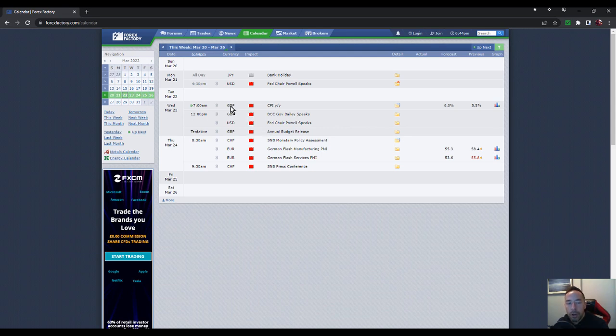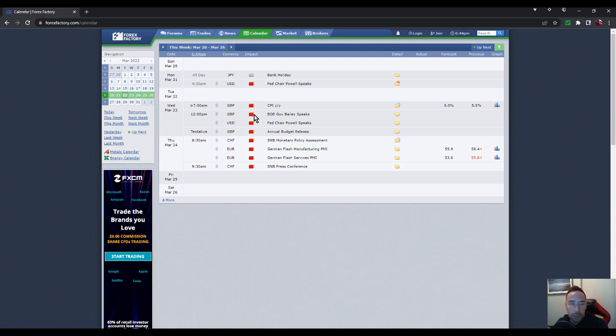So tomorrow we've got pound CPI news, which could potentially affect the pound. We've got the Bank of England Governor Bailey speaking, Fed Chair Powell speaking, that could affect US dollar, and we've got the annual budget release as well. So that will potentially see some volatility on GBP. So make sure you are aware.